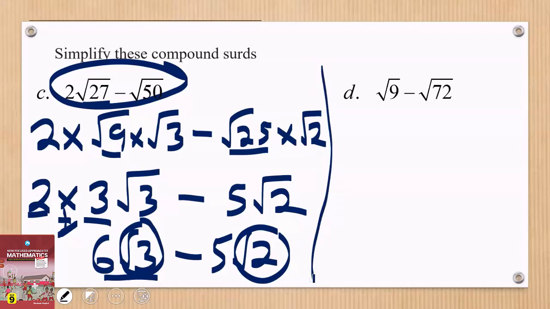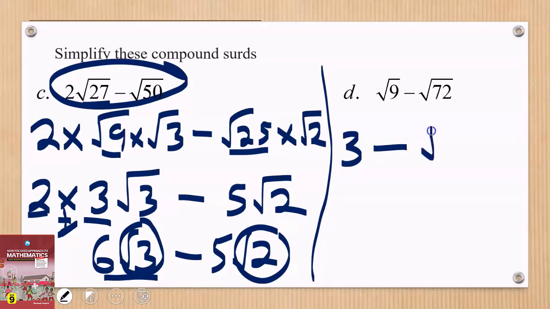Then let's pick the last one. What is root 9? Root 9 we know is just 3, minus root 72. What perfect square can divide 72 without a remainder? So the question is, can we pick 9? Yes, 9 can divide 72 as 8, but the 8 itself is not the lowest form. So we will not use the 9. Let me show you the trick here.